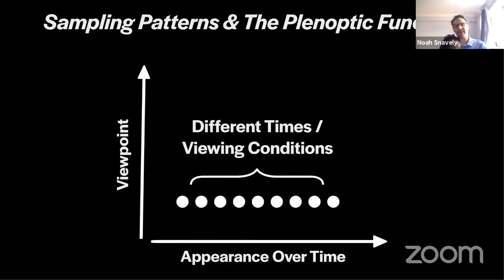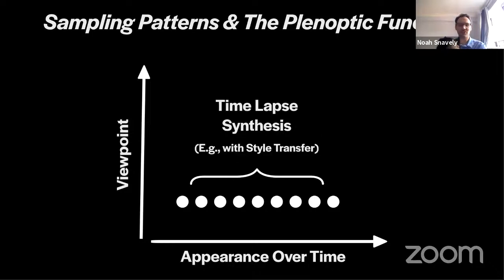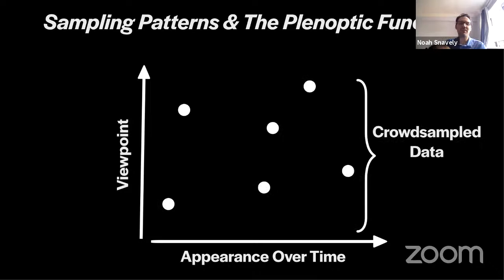If you have samples from the same viewpoint but different times, that's basically a time-lapse video. So if you have a sparse sampling, that is sort of a time-lapse reconstruction problem, which maybe could be done with style transfer methods. But what we have in this crowd sampling project is a very different sparse sampling of this Plenoptic function.